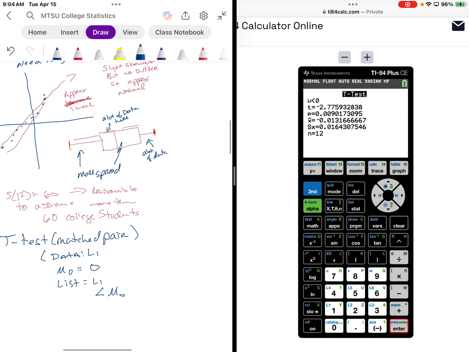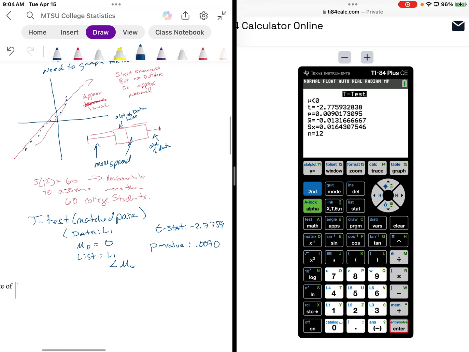And this gives me a test statistic of negative 2.7759 and a p-value of 0.0090. And then they asked me to make a decision. So since 0.0090 is less than 0.05, we reject the null hypothesis.